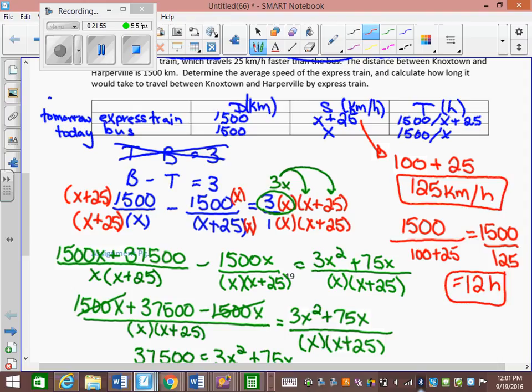Now, this could be a multiple choice question. It could be like: determine the average speed of the express train, and it'll say the speed of the express train is blank kilometers per hour, and they'll put in a little line. And then they'll say the time it takes the express train is blank hours, and they'll have column 1 and column 2, and then A is this or this, B is this or this, C is this or this, D is this.